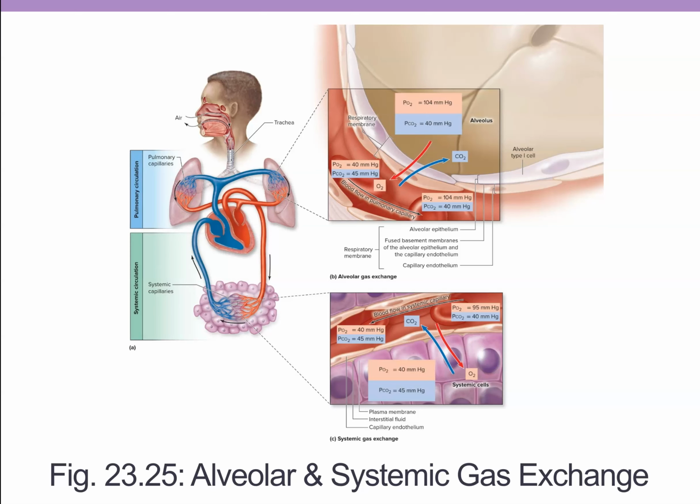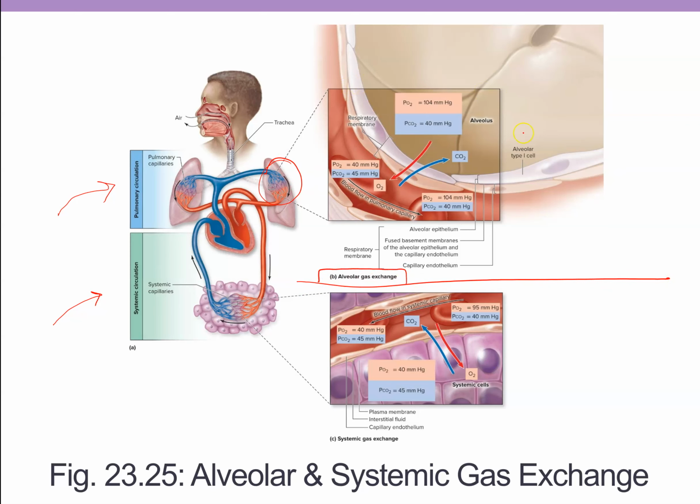And what we're looking at here is your pulmonary circulation and systemic circulation that we learned about in the blood vessel chapter. Pulmonary circulation is moving the blood from the heart to the lungs and back, and systemic circulation is moving the blood from the heart to the body's tissues and back. When you look at what's happening here in the lung, like I said earlier, this is alveolar gas exchange.